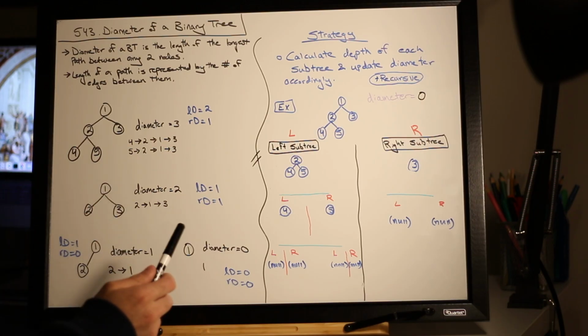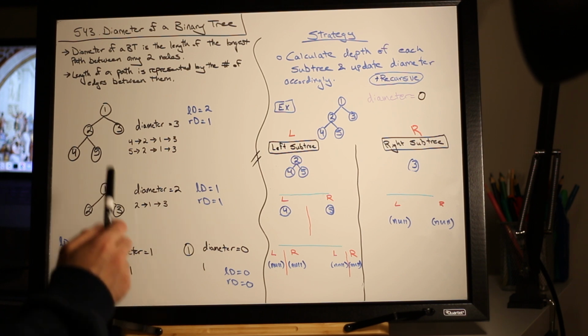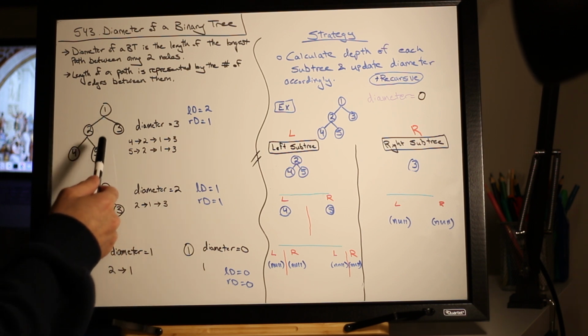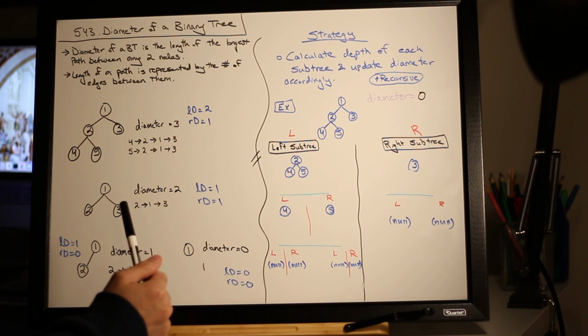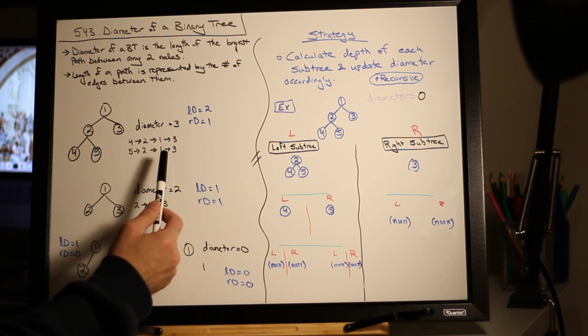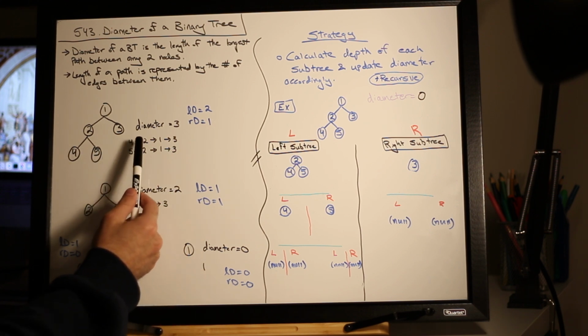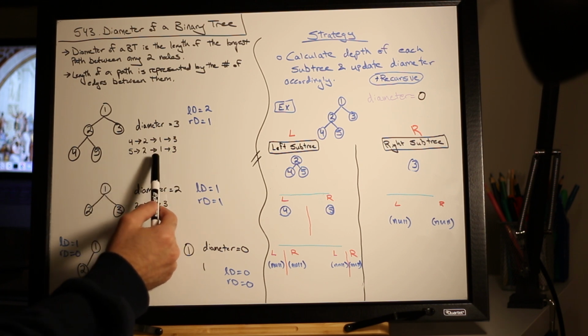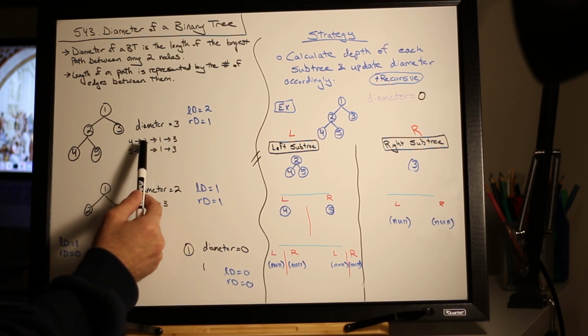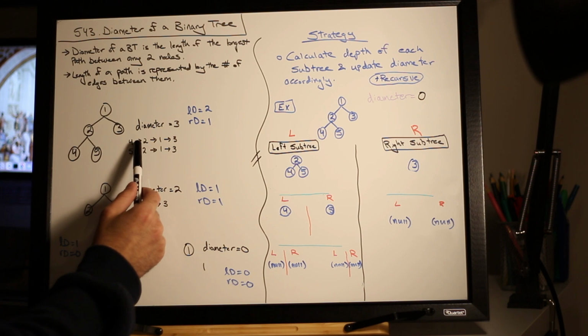On the whiteboard, I've drawn out the first example we're given from LeetCode, which is this binary tree right here. The output for this is supposed to be 3, and the paths we can take to arrive at that solution is either 4, 2, 1, 3 or 5, 2, 1, 3, where these numbers represent the actual node and the arrows between each node represent the edges.